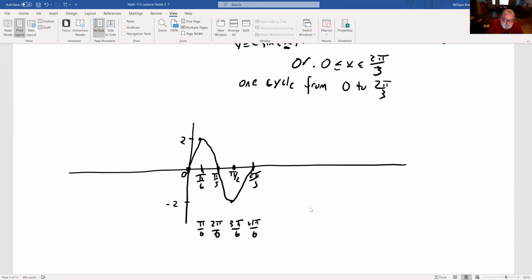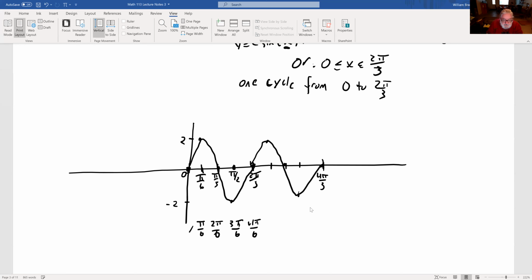Well, this is a cycle from 0 to 2 pi over 3. If we go out to 4 pi over 3, right? The cycle length is 2 pi over 3. So 2 pi over 3 plus another 2 pi over 3 is 4 pi over 3. We get the same cycle again. 0, positive, 0, negative, 0. Up, down, and up. What points are these?